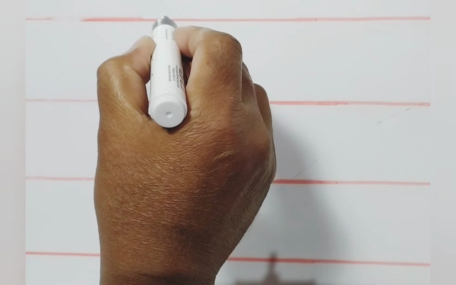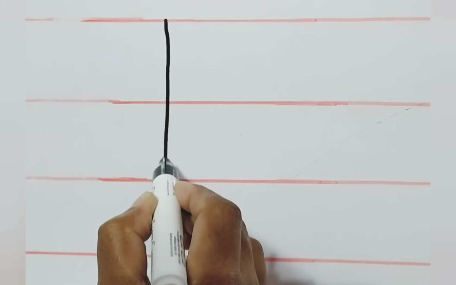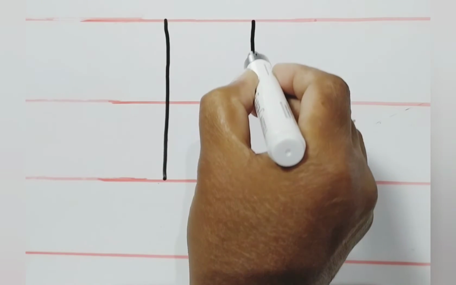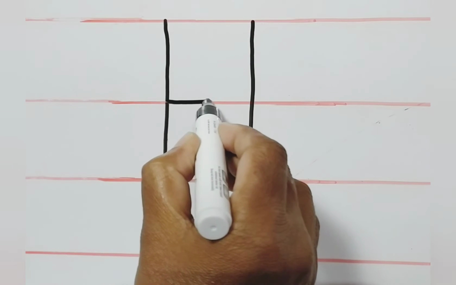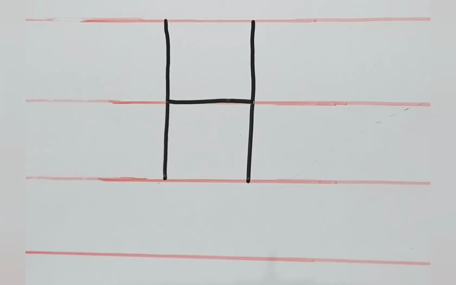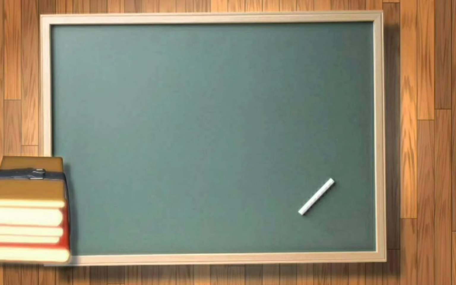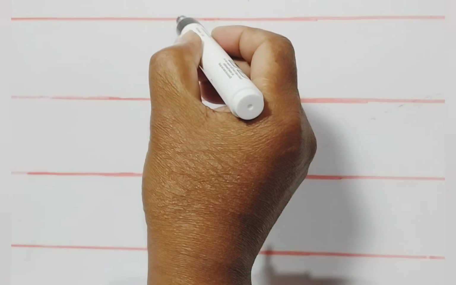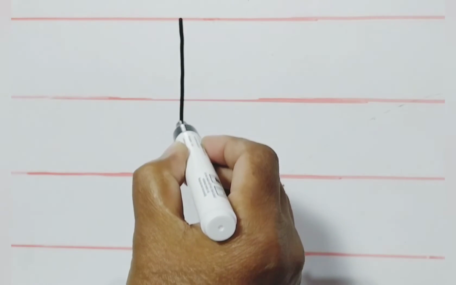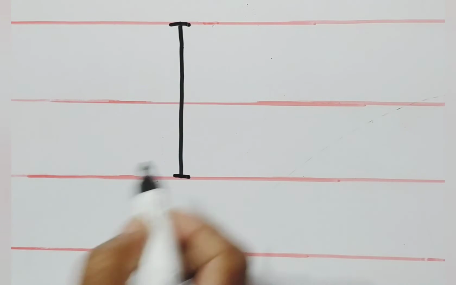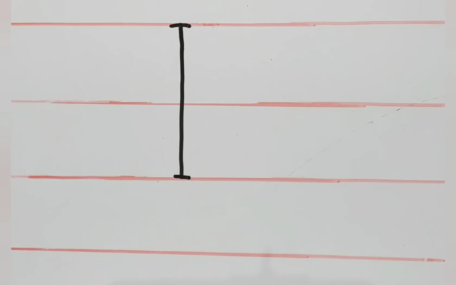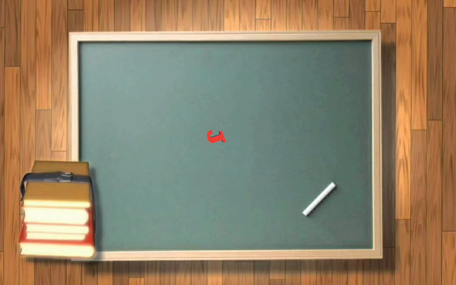Starting from the top, draw two standing lines one after the other till the bottom. Then go to the middle and join the two lines with a sleeping line. This letter is H. Next letter I. Start from the top and make a standing line down. Then make two small sleeping lines, one at the top and another at the bottom. This letter is I. Next letter J.